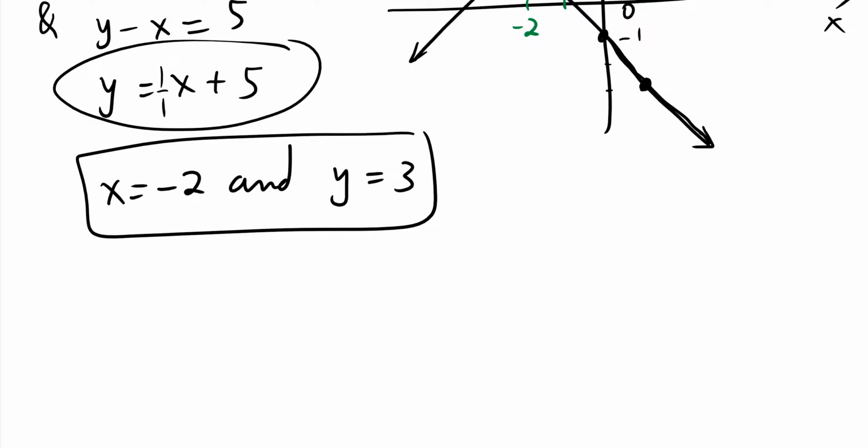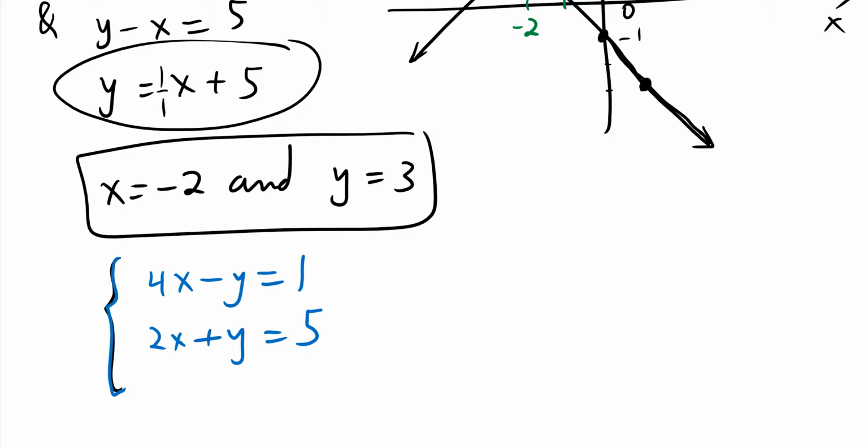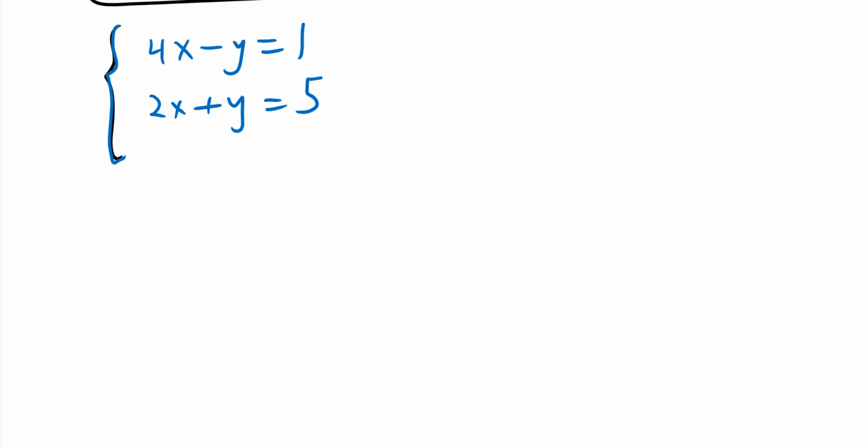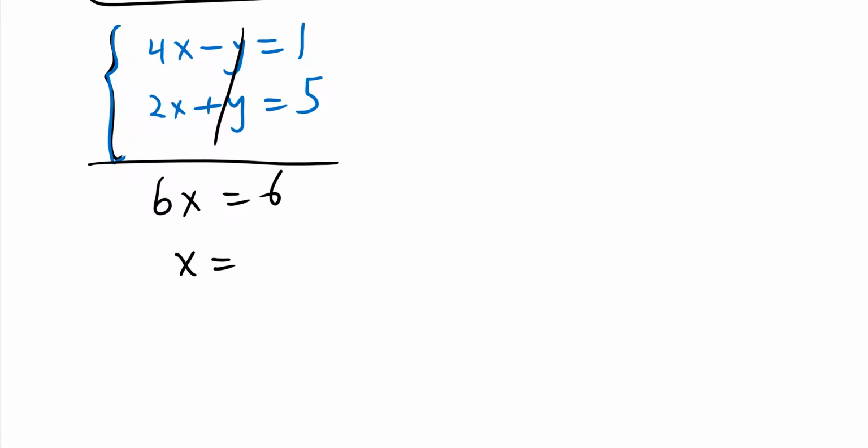So let's try to solve something like this. 4x minus y is 1. 2x plus y is 5. If you look at these two equations and add them up, just add them up, notice how the y's cancel. So the y's get eliminated. So that gives me 6x equals 6. So x is 1. I got x equals 1.